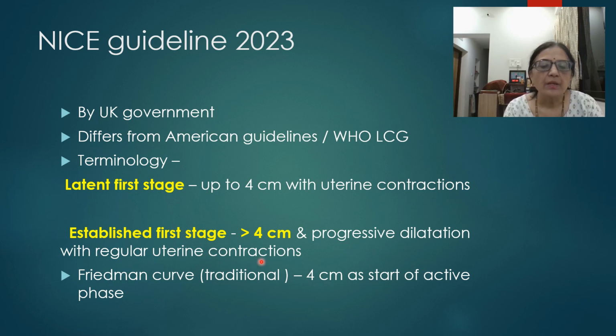uterine contractions. The Friedman curve, which was used traditionally all over the world before the change in the active phase definition around 2014, had 4 centimeters as the traditional start of the active phase of labor. So this UK NICE guideline coincides with the traditional definition of onset of active phase as greater than or equal to 4 centimeters.